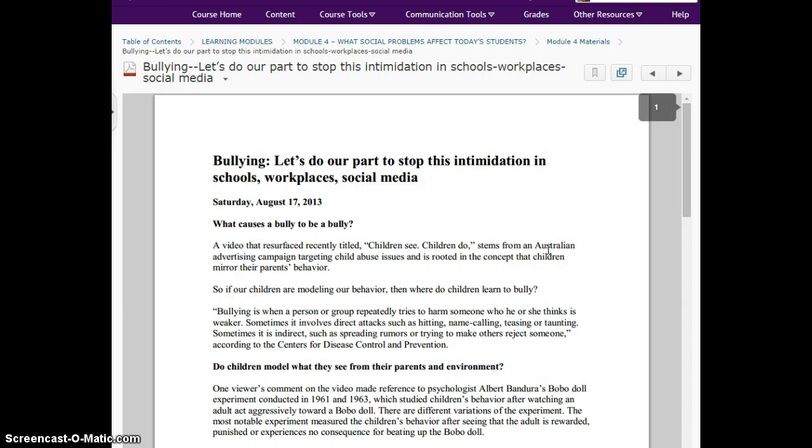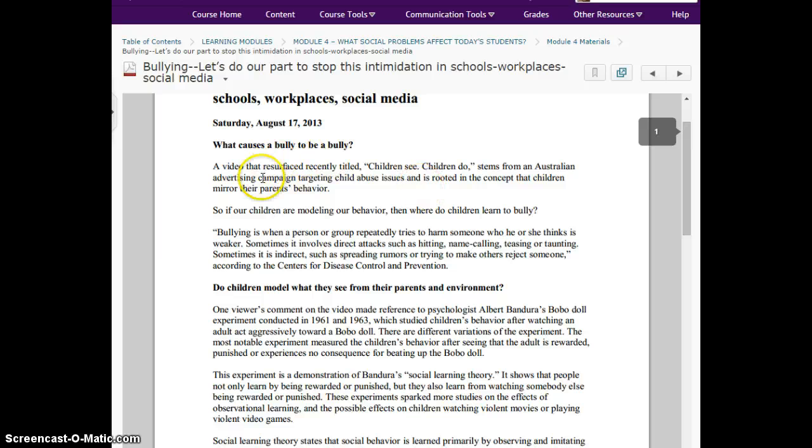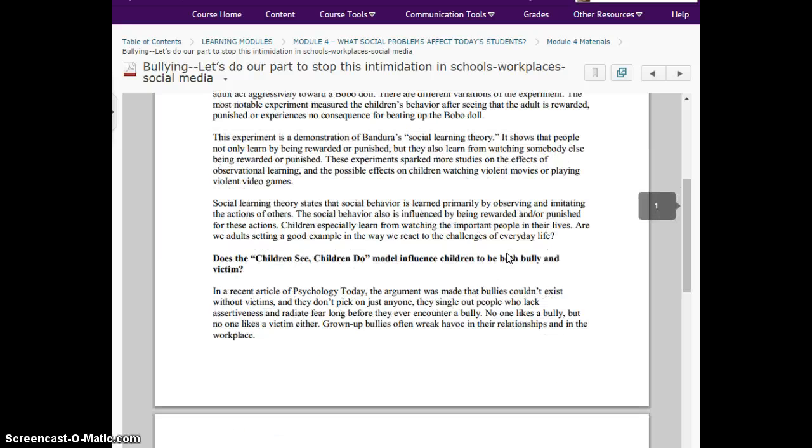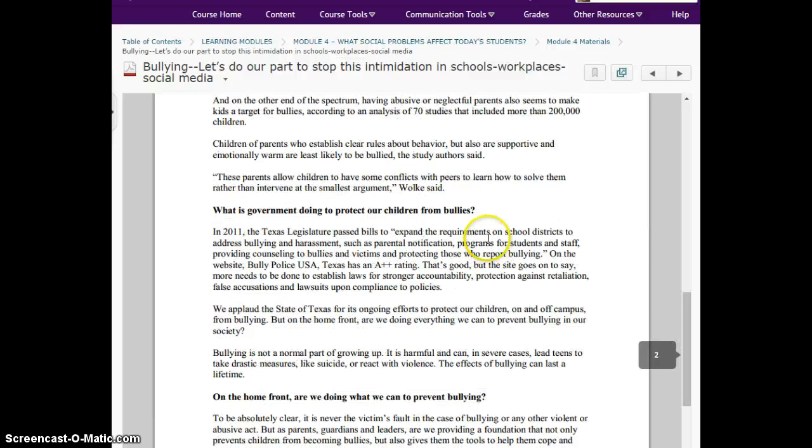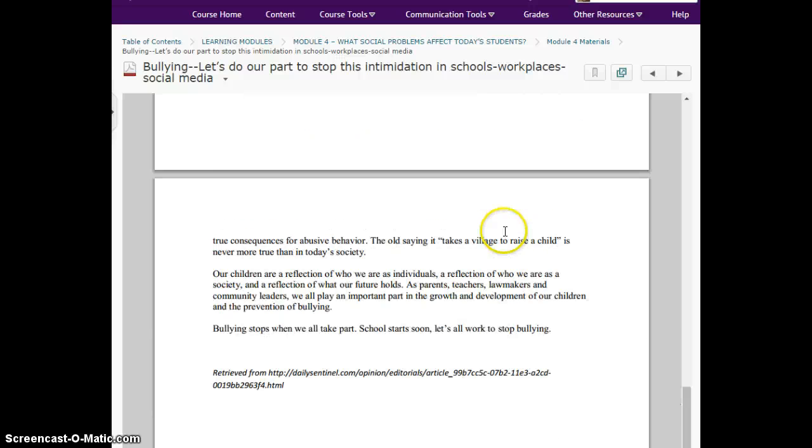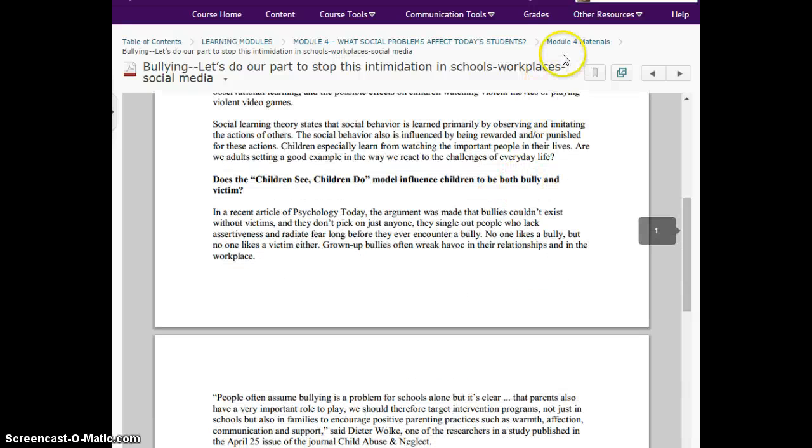There's one more article in the module materials on bullying that goes into some of the issues about what it is to be a bully and to be bullied, and you can get some more details about how to deal with this situation as a teacher and what schools should be doing.